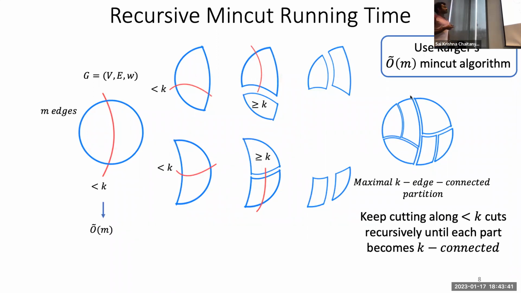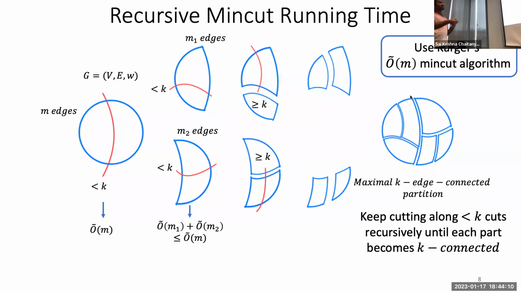So now we see the running time. We have m edges in this graph. The first min cut algorithm takes O tilde m, and then now we have parts of the graph, but there are m1 edges in this and m2 edges in this. So the total number of edges is less than or equal to m. On this part it takes O tilde m1 time, and this part it takes O tilde m2 time, but overall it is less than or equal to O tilde m time.